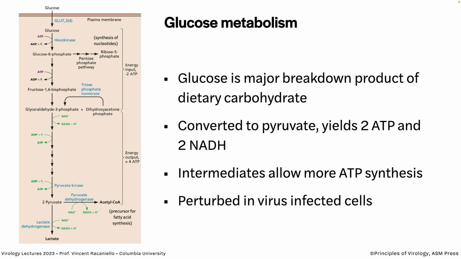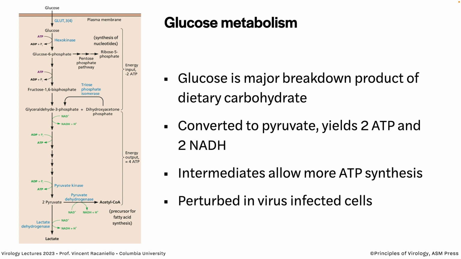But of course, glucose is the major breakdown of dietary carbohydrate. It is eventually converted to pyruvate here, giving 2 ATPs and 2 NADHs. So that's not very much ATP, but some of these intermediates allow more synthesis, as you can see here. And this pathway is perturbed in virus-infected cells, as I'll show you in a minute.